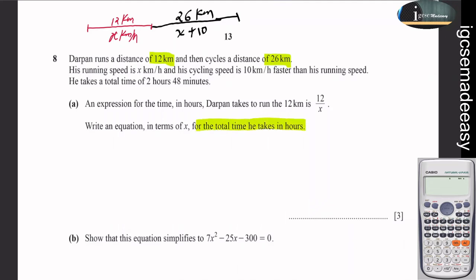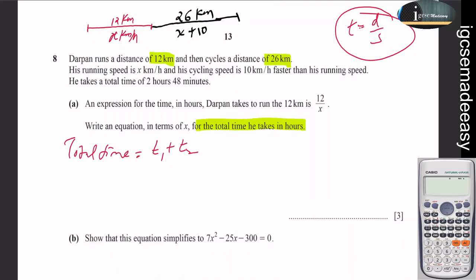Okay, so we know that the total time is what? Total time equals time 1 plus time 2, the time taken in running and the time taken in cycling. So time taken in running is what? Time is distance by speed, right? Time taken in running is 12 by x. Distance is 12 divided by x, the speed, plus time taken in cycling, distance is 26 and speed is x plus 10, so 26 by x plus 10. Now if we add this together, then I'll get the total time, and the total time is given as 2 hours and 48 minutes, right?